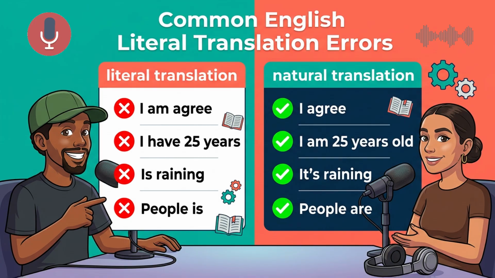If you copy-paste from Spanish, you might say, I am agree. That is the literal translation trap. The natural, correct English way is simply, I agree. So we just remove the am entirely. We throw it in the trash. I agree. Simple as that. But wait, what if we need to say no?